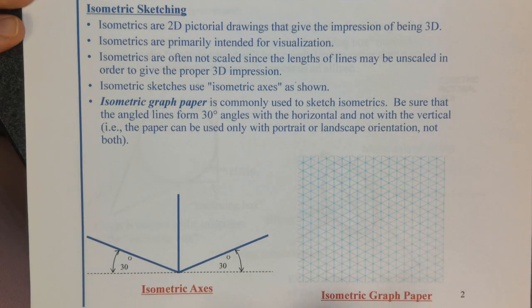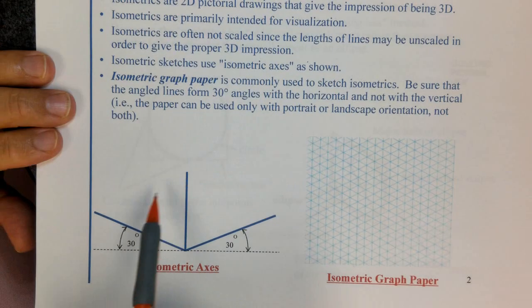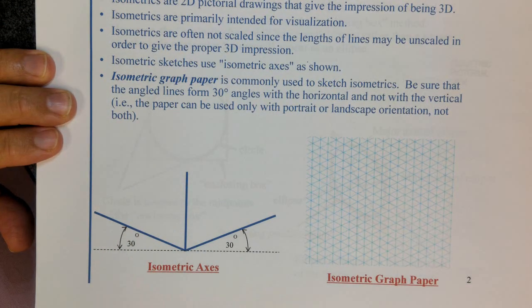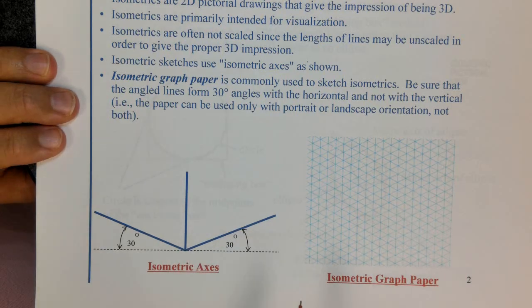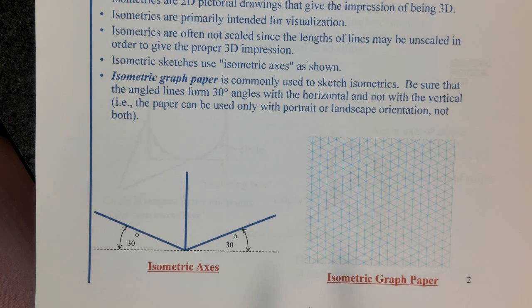Also, I'm going to make you aware again, I think I may have shown this to you last time when we had the sketching lecture, the isometric axis. Notice that this line and this line have a 30-degree angle with respect to the horizontal, and then we have this vertical line. I asked you to get some isometric graph paper at some point. You don't have to buy any.